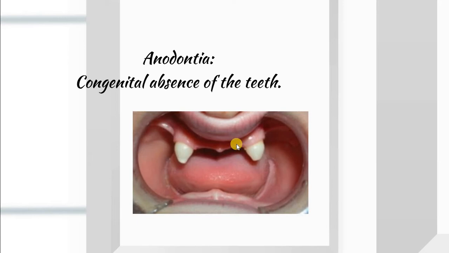Anodontia is the congenital absence of the teeth. It's either partial or complete.